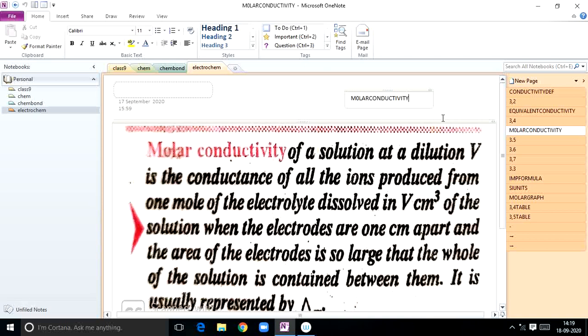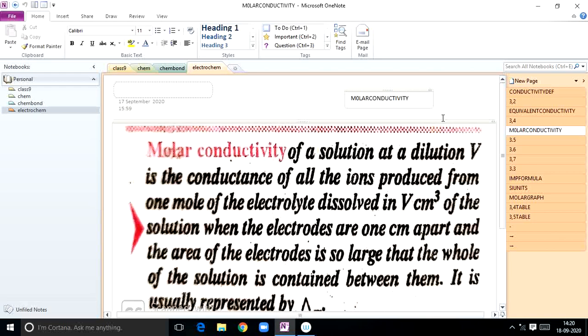These conductivities are of different types. The first one is molar conductivity. What is meant by molar conductivity or molar conductance? The molar conductivity of a solution at a dilution V is the conductance of all the ions produced from 1 mole of the electrolyte dissolved in V ml of the solution, when the electrodes are 1 centimeter apart and the area of electrodes is so large that the whole of the solution is contained between them.